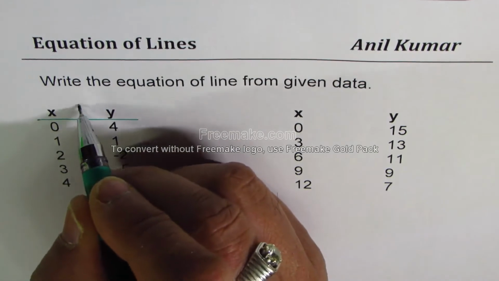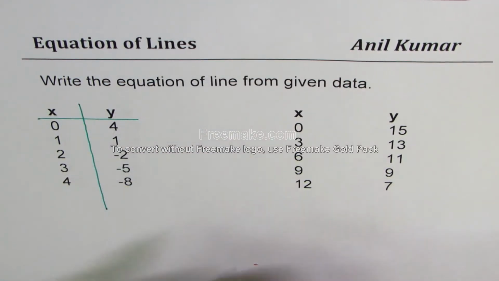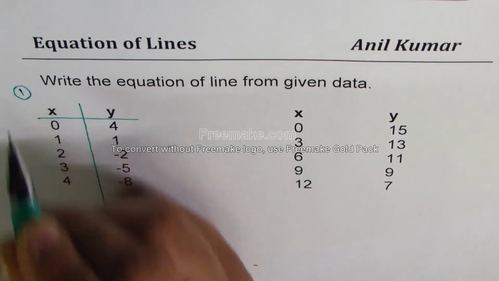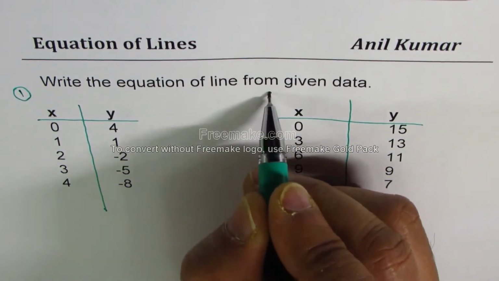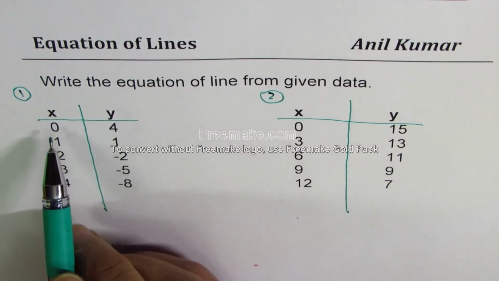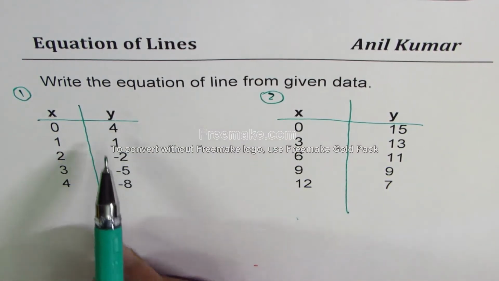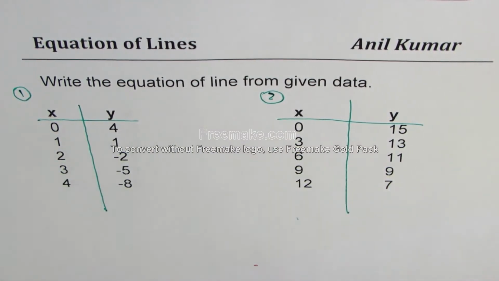Here's a table which represents x and y values. Let's call this the first set, and this is the second set of data, right? For each value of x here, we are given the corresponding y value. You can pause the video, find the equation of these lines, and then check with my solution.